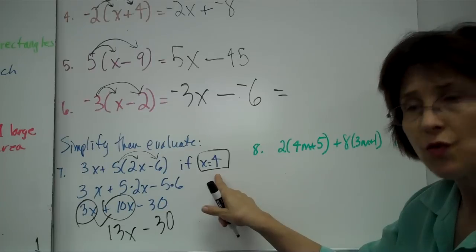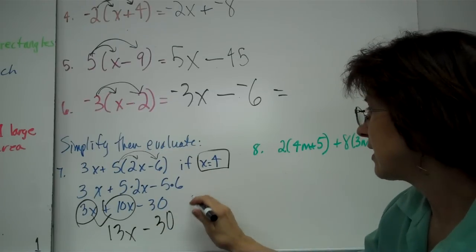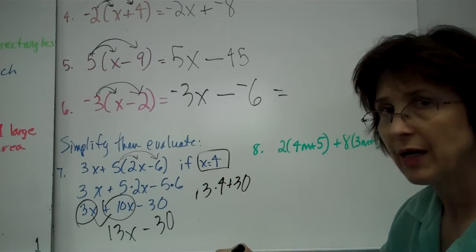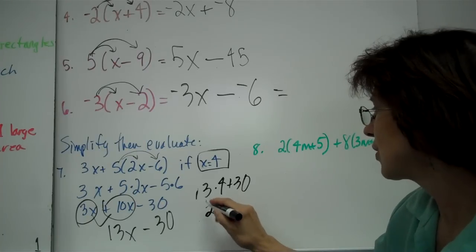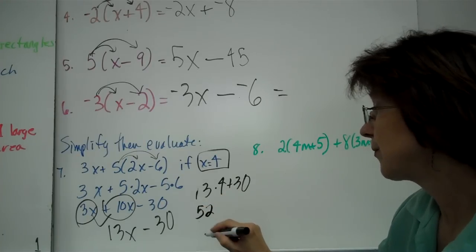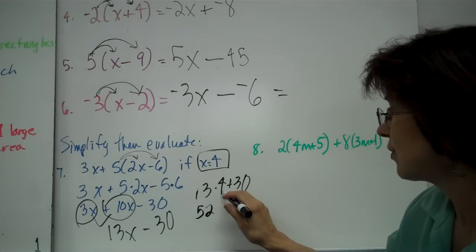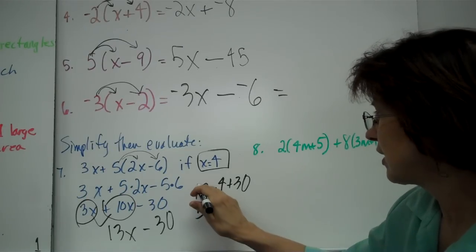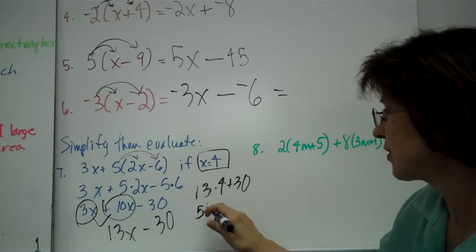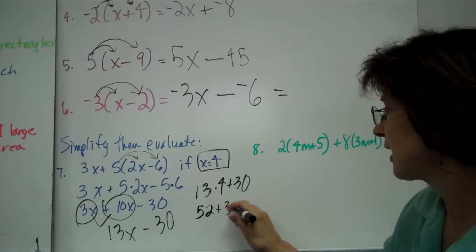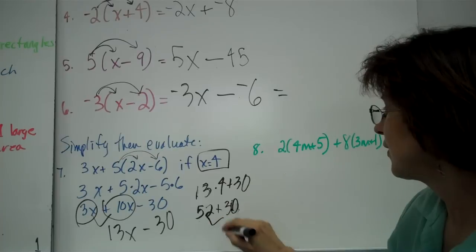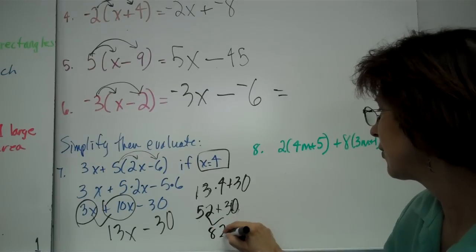Now I've got to plug in 4 where the x is. So that's going to mean 13 times 4 minus 30. Okay, so 13 times 4 is going to be 52. Think about a deck of cards. There's 13 cards for each suit. There's 4 suits, okay? And there's 52 cards in a deck if you guys play cards. Okay, minus 30. Okay, so 52 minus 30 is 22.